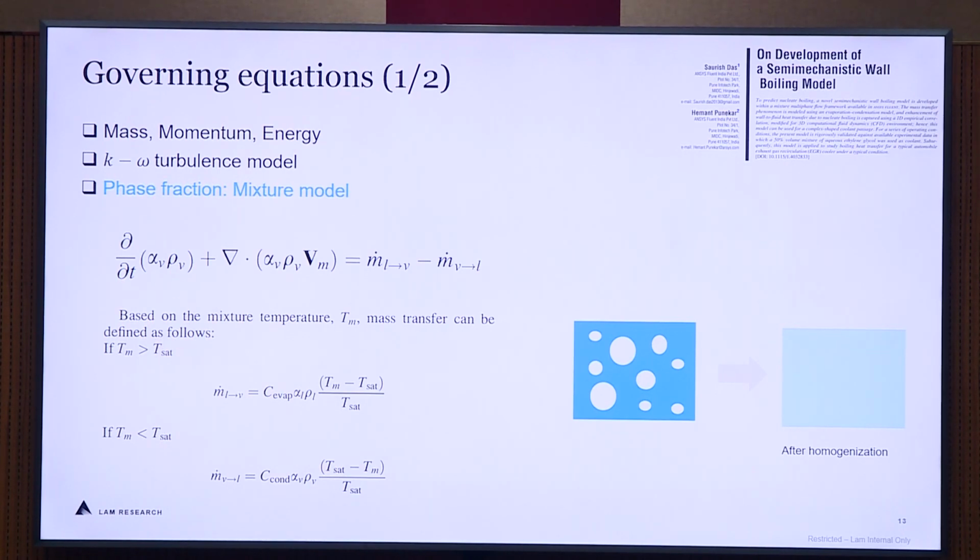As you can see, this is the equation for the mixture multiphase model. In a computational cell, if you have some bubbles, it homogenizes the bubbles into a homogeneous property, and we use the mass, momentum, and energy equations with this homogeneous property. It also has source and sink terms, that is m dot L to V and m dot V to L. Based on the temperature in the computational cells, it adds the source term for conversion from liquid to vapor, or if the temperature goes below saturation temperature, it reverts the vapor back into the liquid phase.